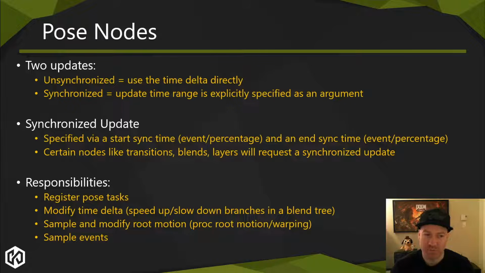Pose nodes also have two updates. There's an unsynchronized update, which basically just takes the time delta for that update and just says that's what you step with. So you update your time with whatever the time delta is. There's also a synchronized update, which basically gets the explicit time range for that update. So it doesn't track previous and next. It basically gets told you started here and you will finish at this point, and that's what your update is. And this is how we actually manage synchronization, where we drive the time via, let's call it, a main node, a primary node somewhere else, and then every other node is being driven according to that time update.